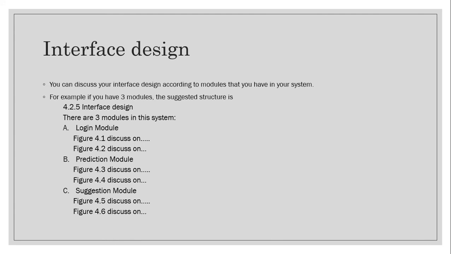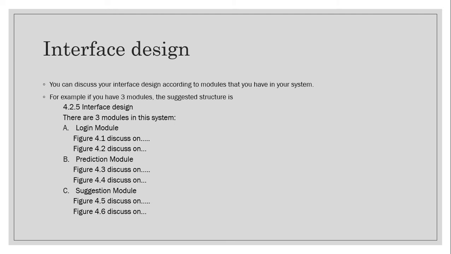For interface design, you can discuss your interface design according to module, as I said before, for your system. For example, if you have 3 modules, the suggested structure would be interface design: there are 3 modules in this system. You write first one is the login module. What interface do we have? You have Figure 4.1 to discuss. Figure 4.2 is what? Next one, you might have a prediction module, with several pages to display for the prediction module.